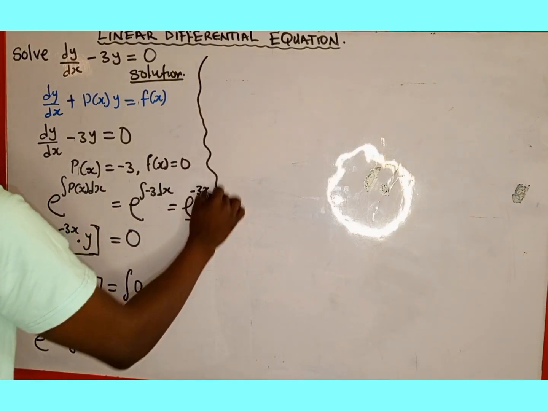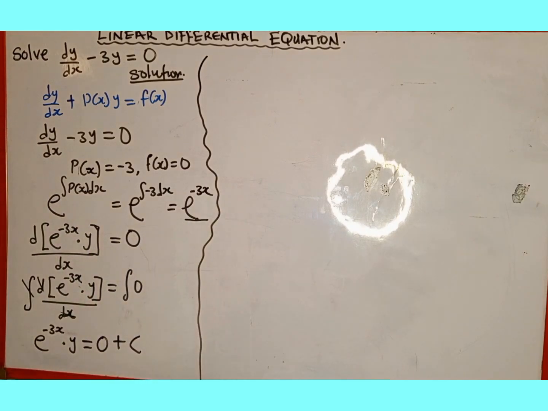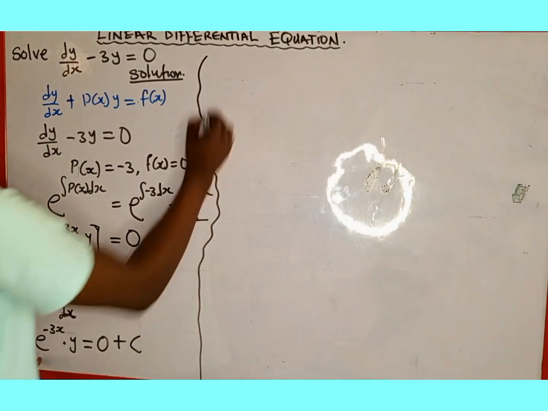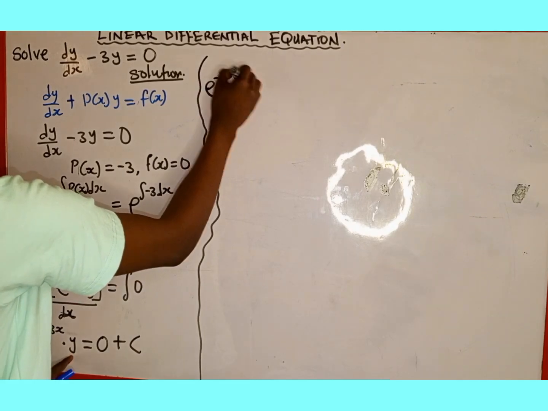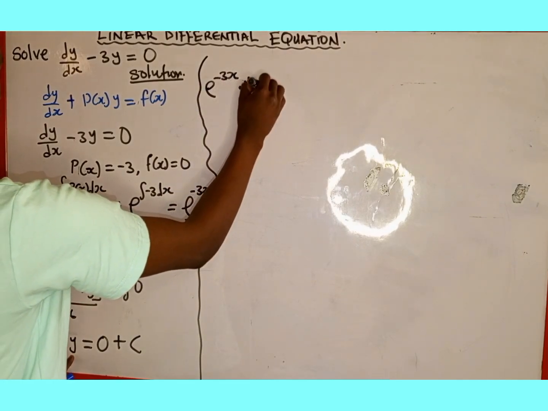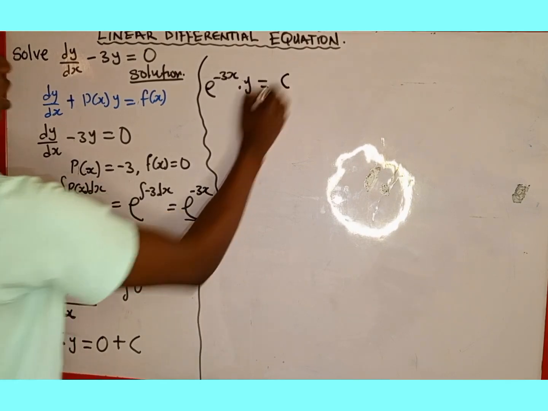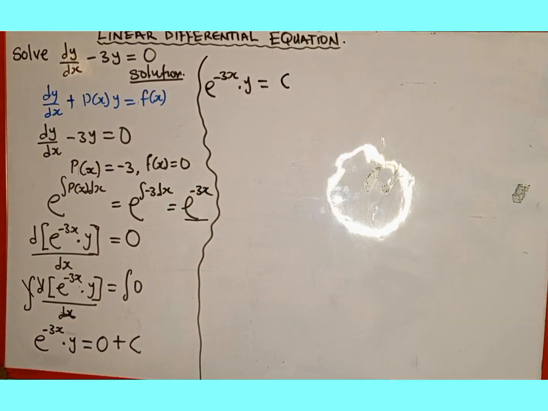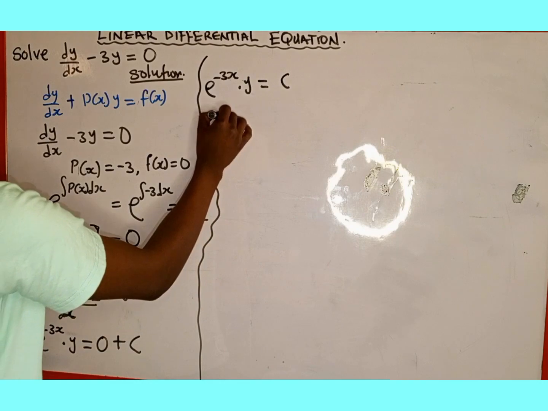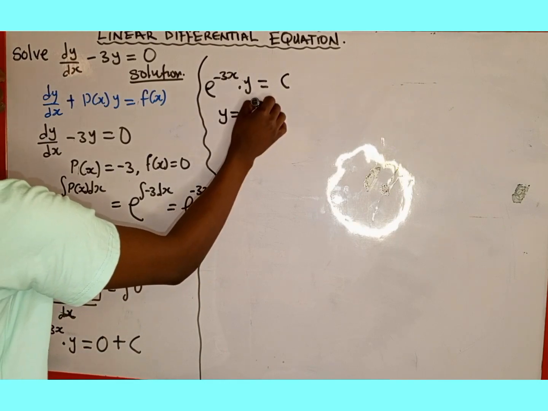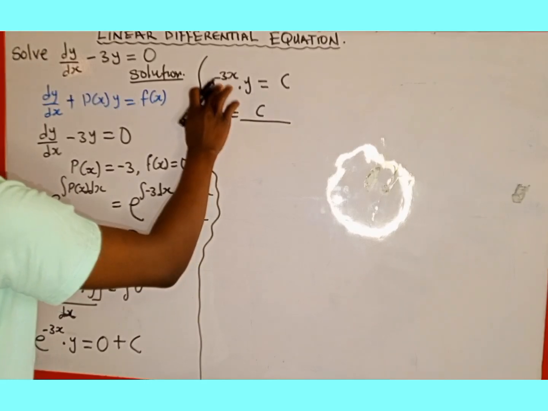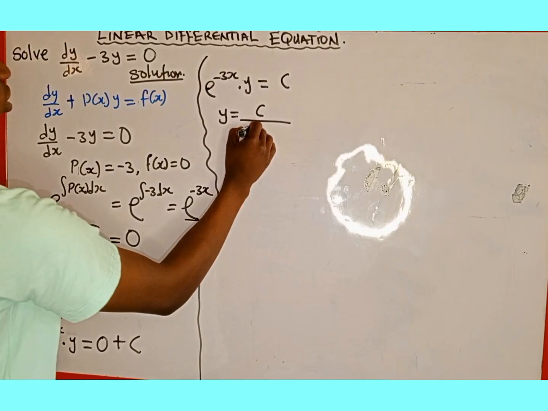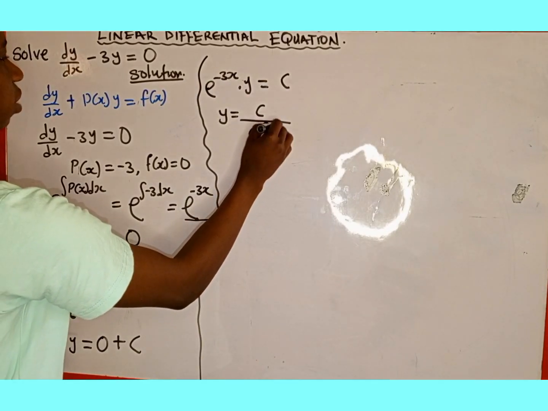Now, the next thing we are going to do is to solve for the value of y. So on the left hand side, we have e to the power of minus 3x multiplied by y, which is equal to 0 plus c, which is going to give us c. Now we make y the subject of the formula. y will be equal to c over, if you divide through by e to the power of minus 3x, e to the power of minus 3x.